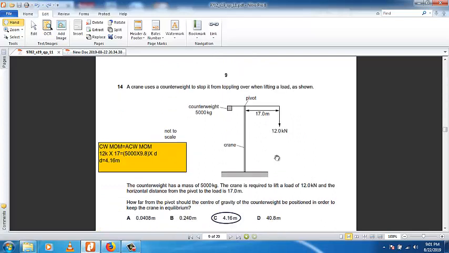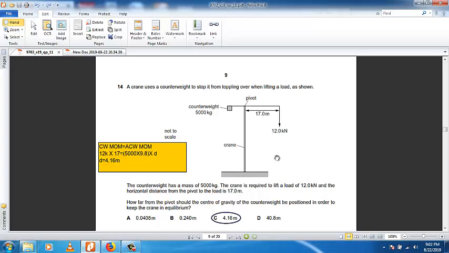Question number 14 says that a crane uses a counterweight to stop it from toppling over when lifting a load as shown. The counterweight has a mass of 5000 kg. The crane is required to lift a load of 12 kN and the horizontal distance from the pivot to the load is 17 meters. How far from the pivot should the center of gravity of the counterweight be positioned in order to keep the crane in equilibrium?